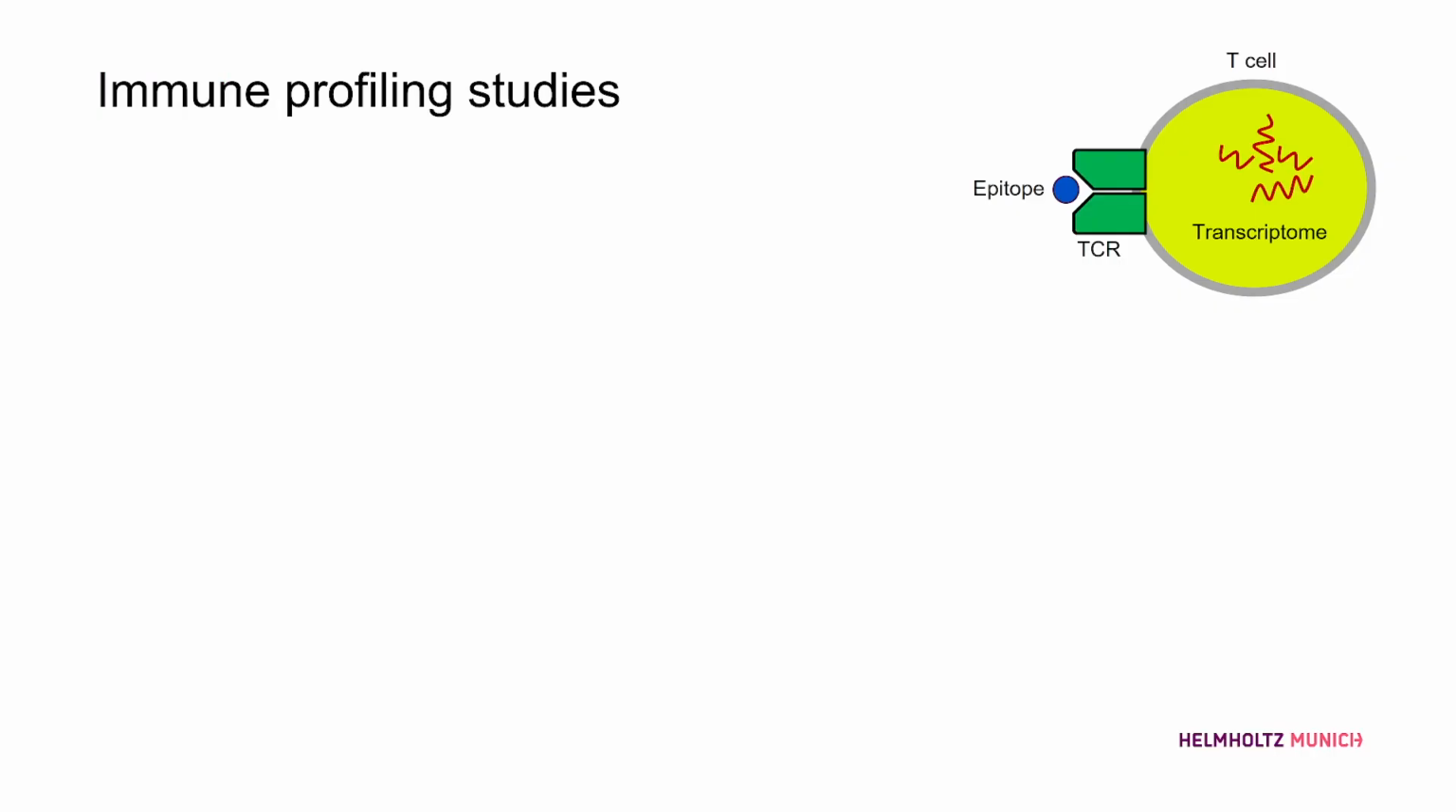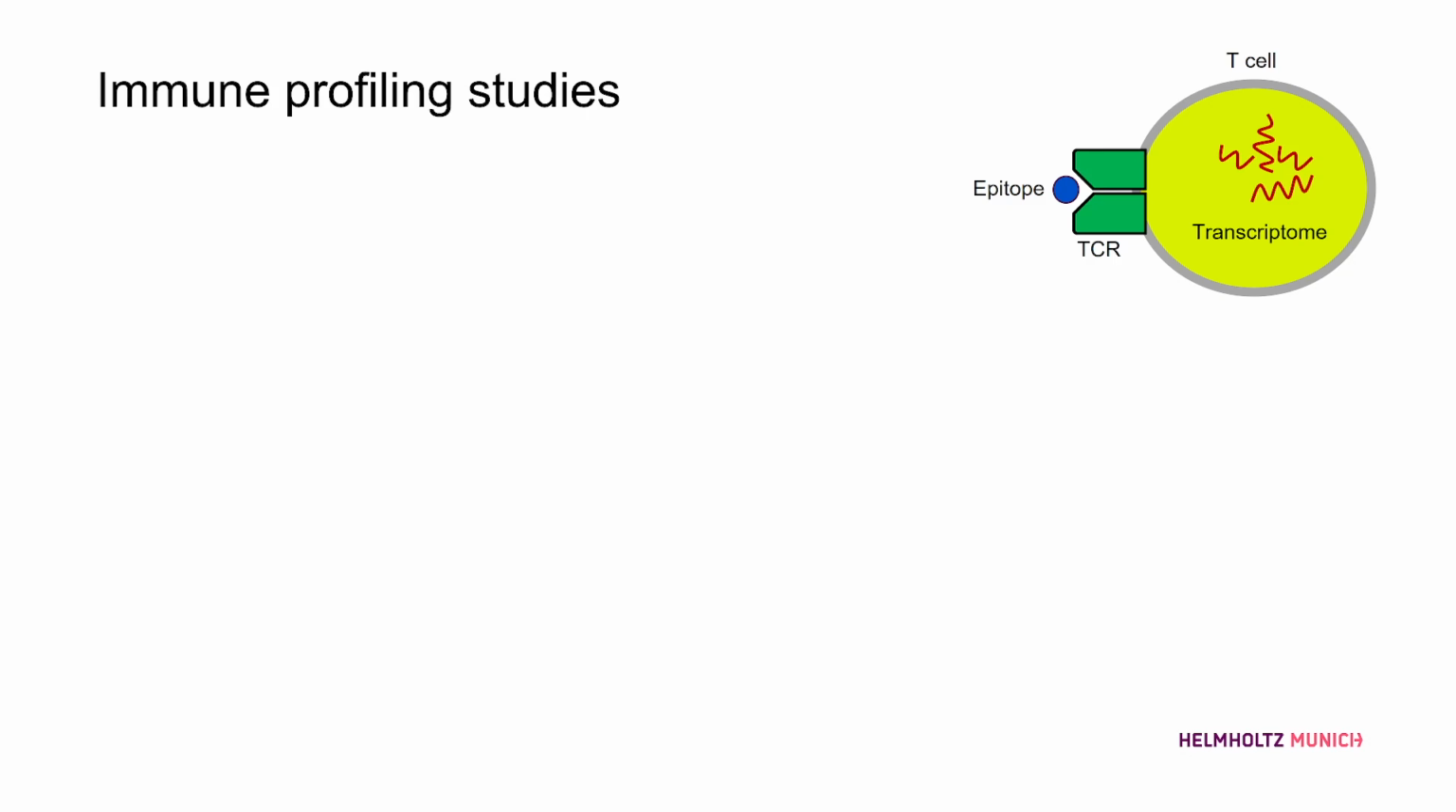Other cells present epitopes bound to the major histocompatibility complex on the cell surface to T cells. These disease-derived peptides can be recognized by the T-cell receptor, which is a highly variable surface protein. Upon this recognition, the T-cell can change its state from a naive to an activated state and initiate a further immune response.